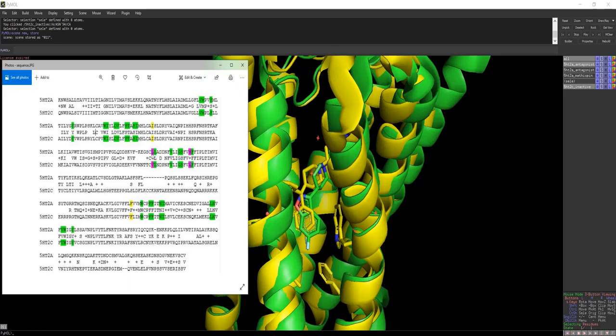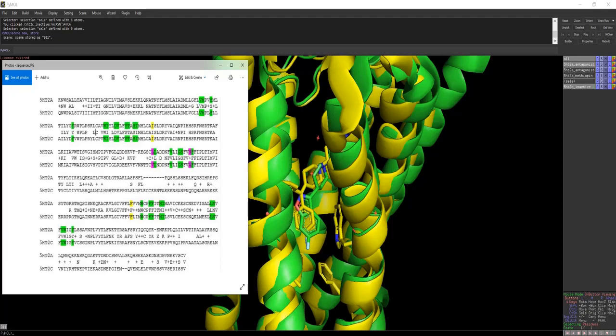Leucine 228 in the extracellular loop 2, which is a valine in 5-HT2C. However, both of these are hydrophobic amino acids. They're structurally very similar. They can partake in the exact same interactions. And serine 242, which is an alanine in 5-HT2C.